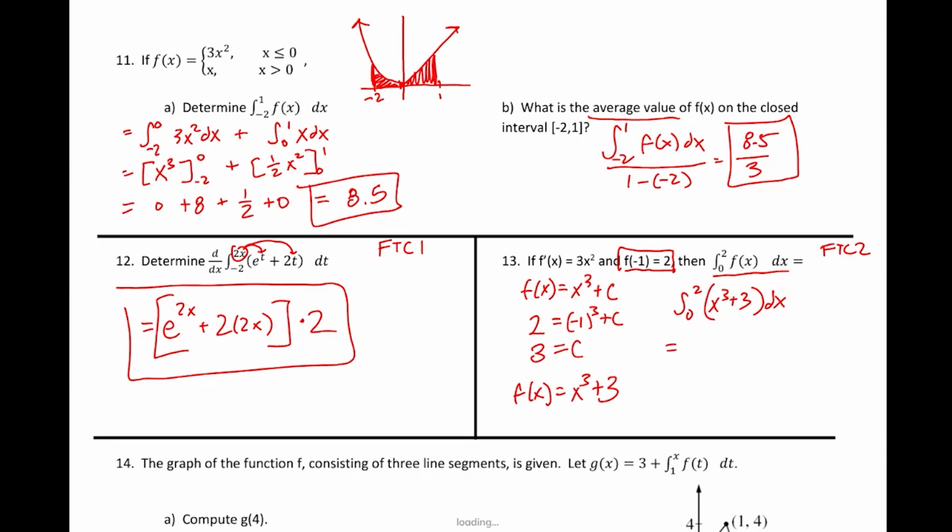So the antiderivative of x cubed plus 3 would be 1/4 x to the 4th plus 3x from 0 to 2. Plugging in 2, we got 2 to the 4th would be 2, 4, 8, 16. But then I have to multiply by a 4th. 16 divided by 4 is 4. Plus 3 times 2 is 6. So this is what I get if I plug in 2. And then if I plug in 0, I'm just going to get 0 plus 0. So our answer is 10.